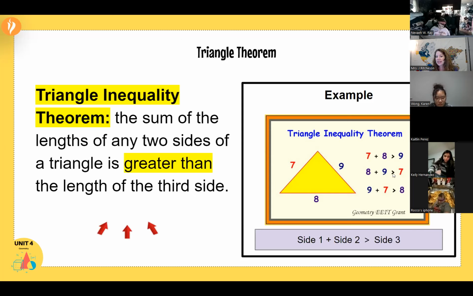Okay, now it does say the sum of any two sides has got to be greater than the third one. So if you see they rearrange these numbers, that's fine, that's true. But the quickest way to find out is by taking the two shortest sides, adding them together, and those two shortest sides have to be greater than the third side.